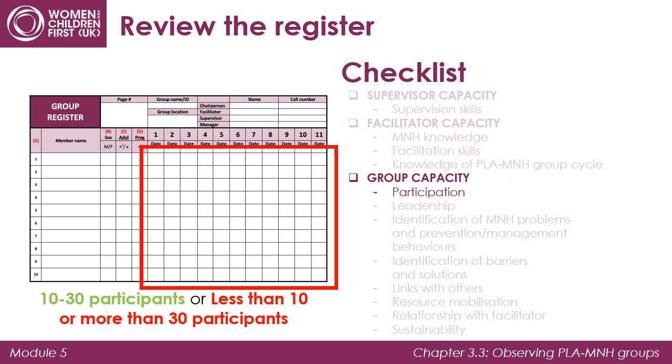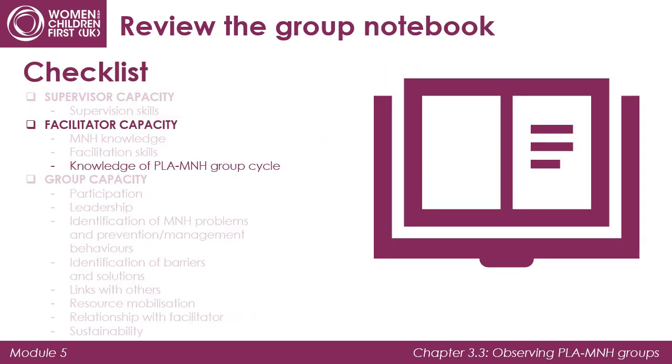Information on meeting attendance can be found by counting totals in these highlighted columns. Since the group notebook includes the minutes of each meeting, it is another source of vital information for the manager. Reviewing it using the checklist can help to shed light on both the capacity of the facilitator and the capacity of the group. In relation to facilitator capacities, it can tell you a great deal about the facilitator's knowledge of the PLA-MNH group cycle. In particular, do the minutes suggest that the meeting objectives were achieved?